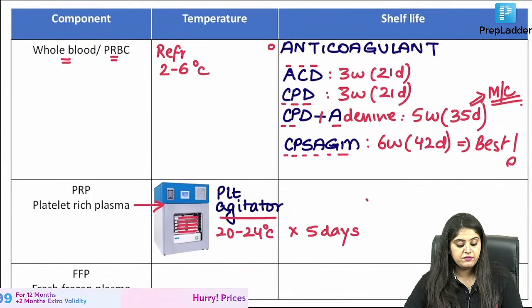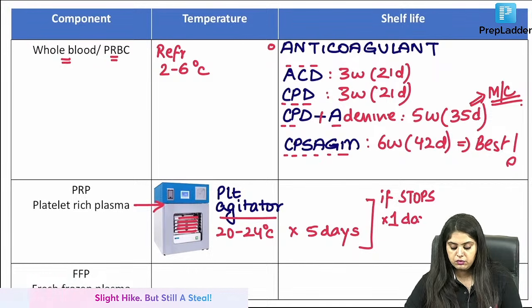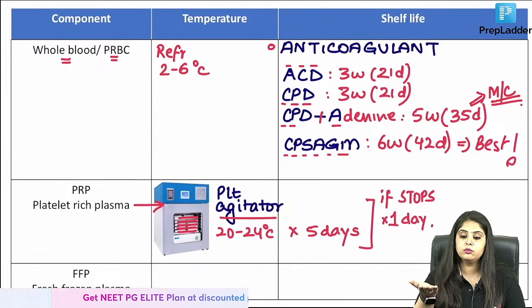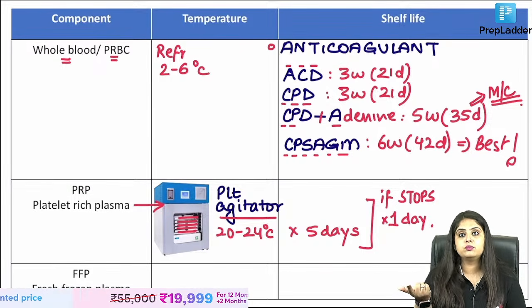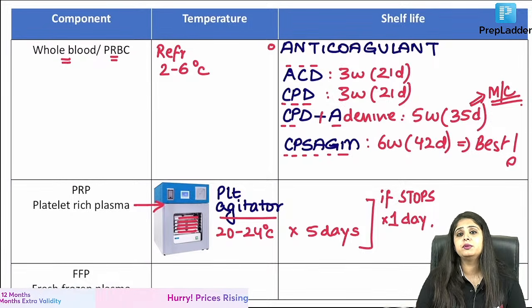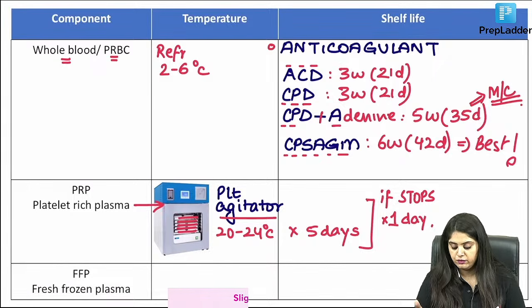days. However, if the machine stops working, now the shelf life comes down to only 1 day. Power failure has happened, the machine is not working, the platelets are not moving left and right, they have come to a standstill. Now it is going to be just 1 day. You can't keep it beyond 1 day. Practically speaking, we don't even keep it beyond 2-3 hours. But the textbook says you can keep it for 1 day and then you will discard.